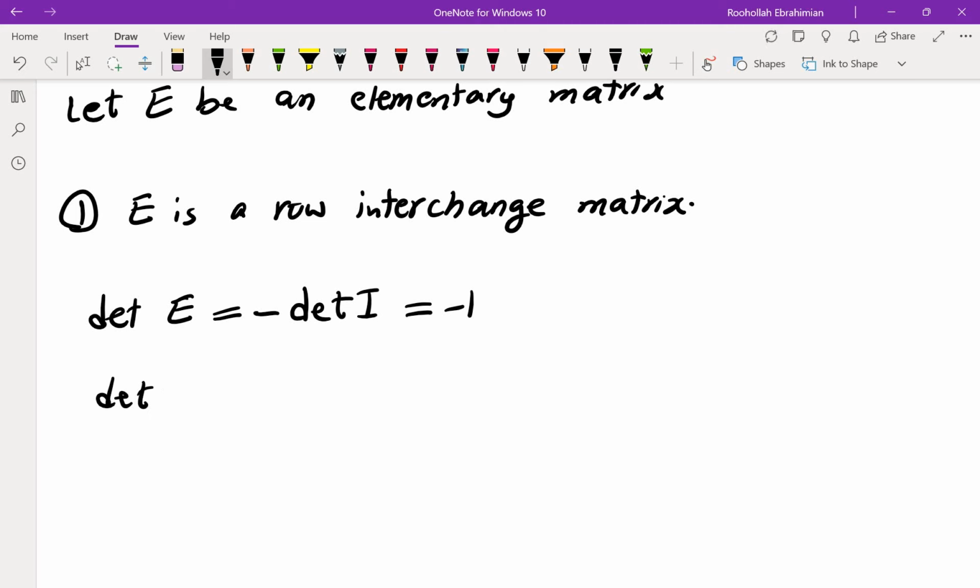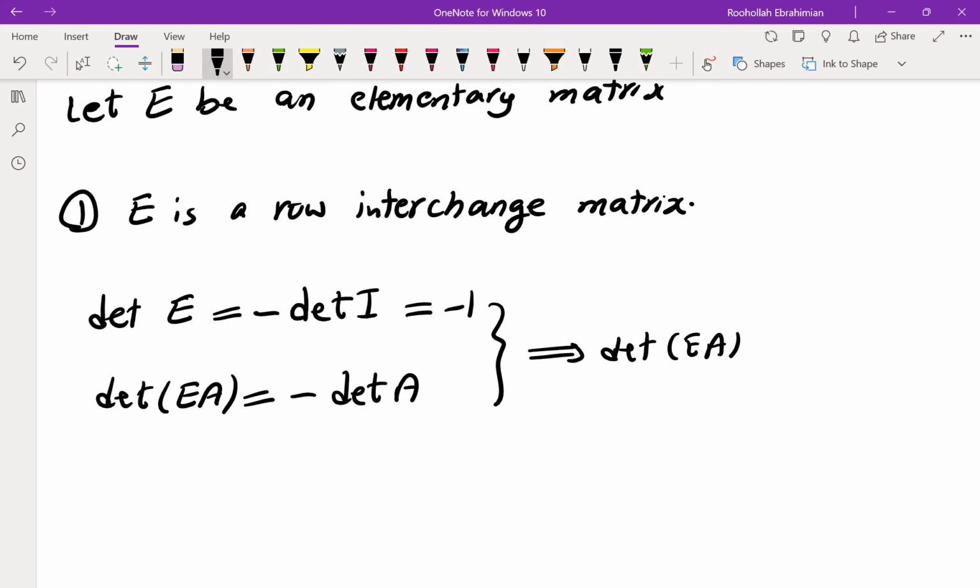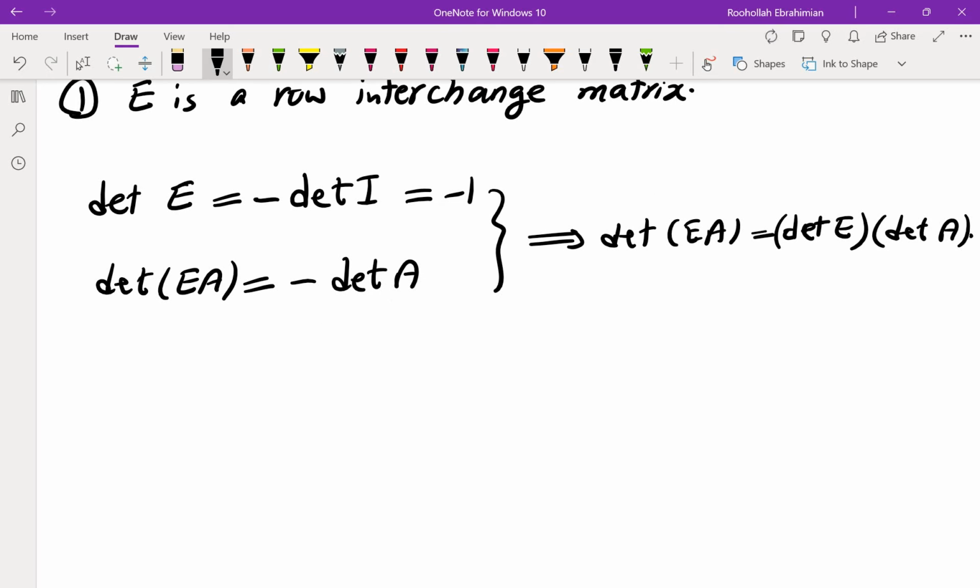What is the determinant of EA? Because we are swapping two rows, the determinant of EA is exactly the negative determinant of A. So what does this mean? It means the determinant of EA is exactly the determinant of E times the determinant of A. That is if E is a row interchange matrix.